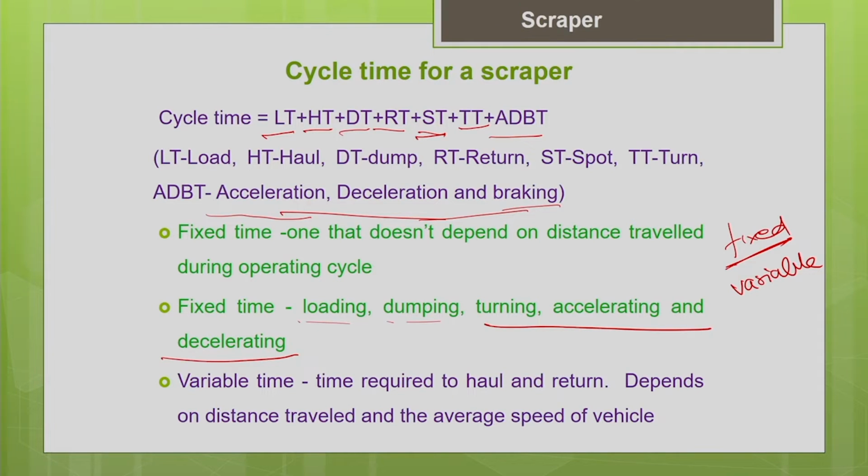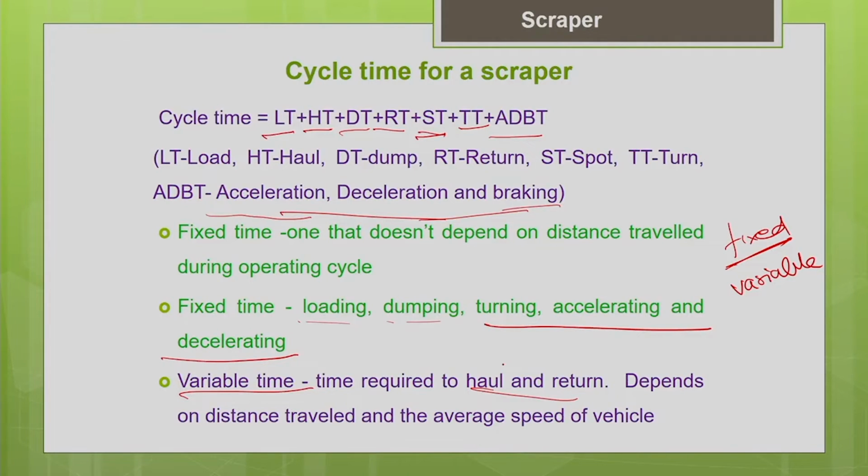The other one is variable time, your haul and return. Your haul and return is a variable time because it is significantly dependent on the travel distance, as well as the speed of your machine. Based upon that only you can decide your haul and return time. Obviously, the speed of the machine depends upon your project conditions. So the underfoot condition, rolling resistance and grade resistance, and your type of machine, everything is going to affect the speed of the machine.